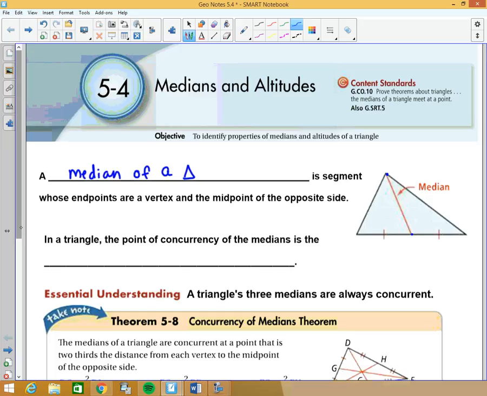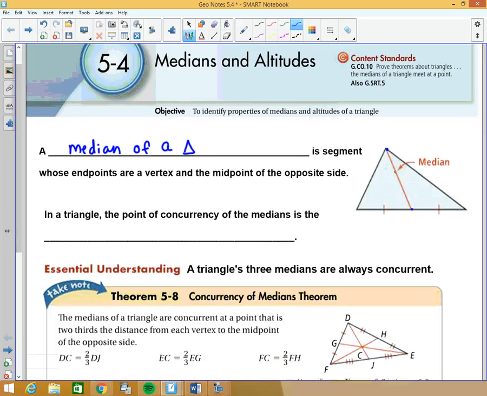In a triangle that has medians coming from all sides, the point of concurrency, or the point where all the medians meet, is considered the centroid of the triangle.